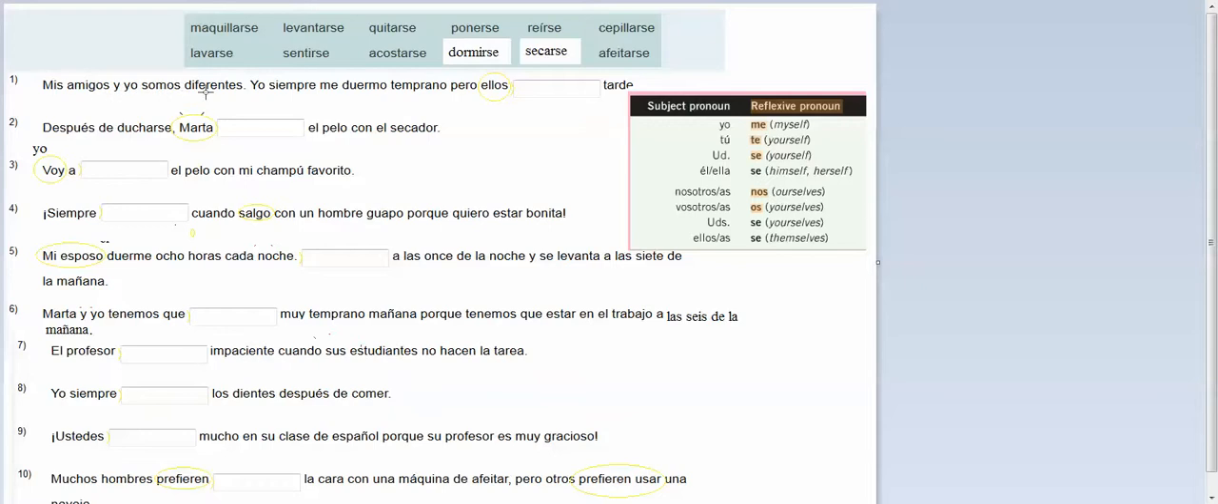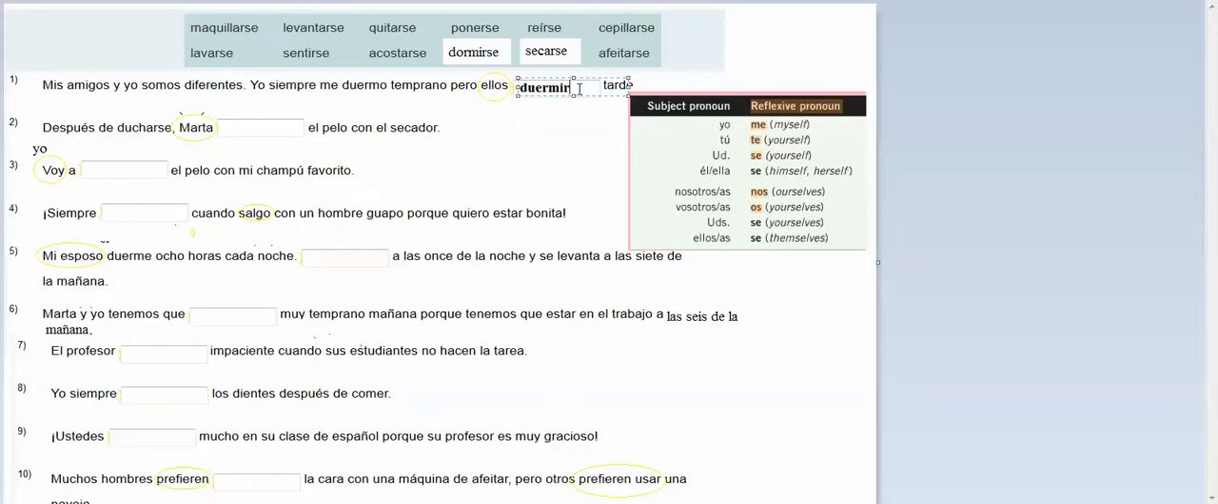So, mis amigos y yo somos diferentes. Yo siempre me duermo temprano, pero ellos blank tarde. Since we already used I always fall asleep early, we're probably going to use for them they fall asleep late. So the verb that we would have is dormirse, okay? So what we want to do is get rid of the se for a moment and deal with dormir. Dormir is an O-T-U-E, so I'm going to go back over here. Okay, and if it's ellos, if that's who's falling asleep, I always fall asleep early, but they fall asleep late.